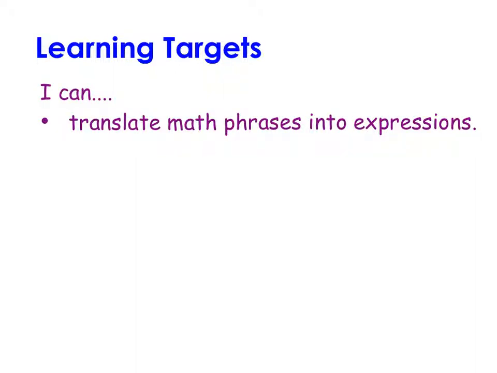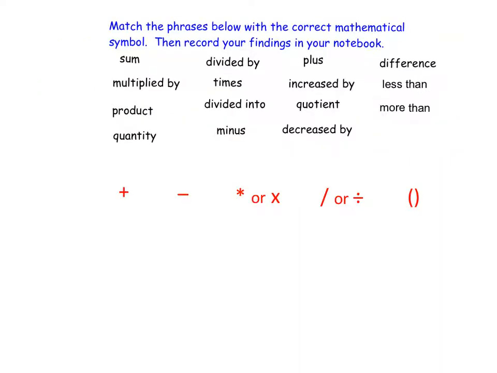In this lesson, we're going to translate math phrases into expressions. So in this slide, we're going to walk through and separate the different words and put them underneath their corresponding operation. So first word I see is sum. Sum, I know, is another way of saying a plus sign. Divided by, hopefully the words give it away. That goes under the division sign.